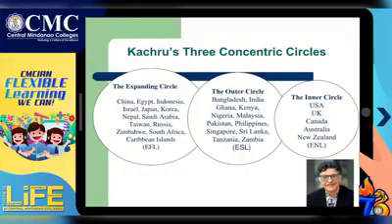Kachru's three concentric circles. So for the inner circle, we have USA, UK, Canada, Australia, New Zealand. So meaning they are native speakers of English. And for the outer circle, these are the countries including the Philippines, because we have English as a second language. And the expanding circle, these are the countries for English as a foreign language.